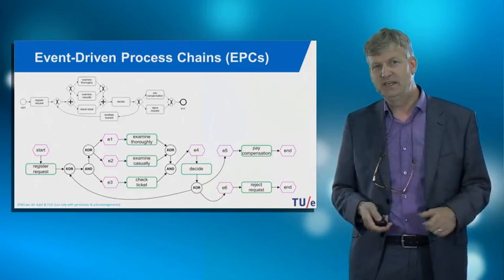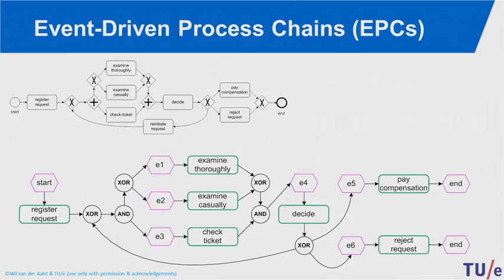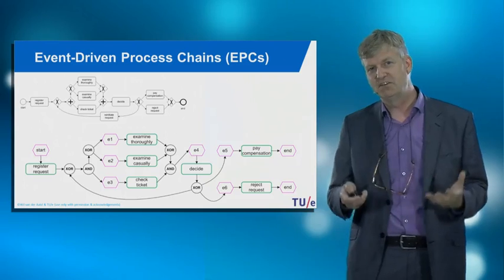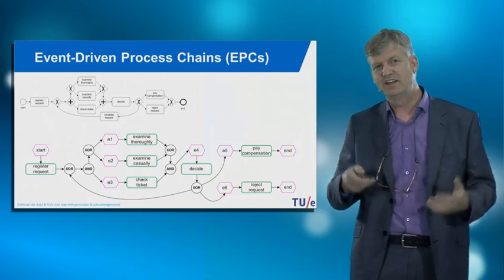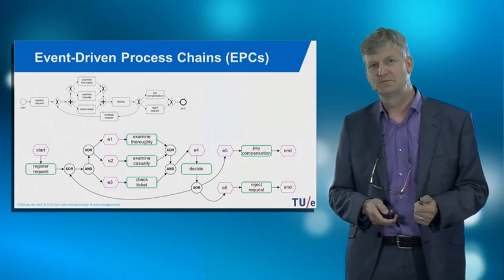As I said at the beginning, the BPMN notation is very comparable to UML activity diagrams or to more classical notations like the so-called event-driven process chains, simply referred to as EPCs. What you see here in this diagram is an EPC which has exactly the same behavior as the BPMN model that we showed at the beginning.